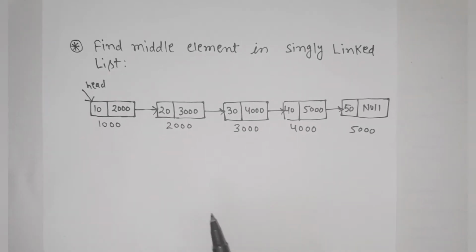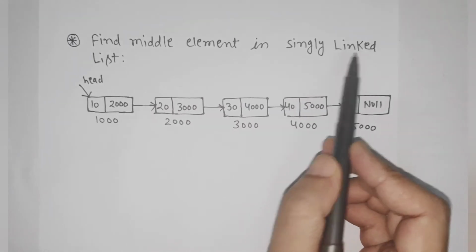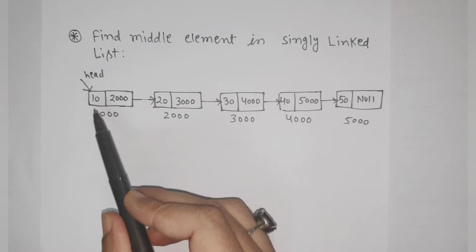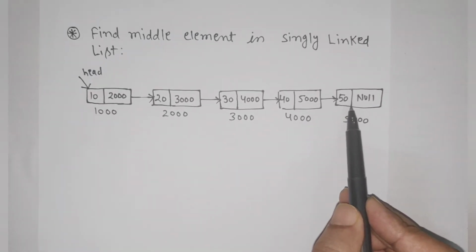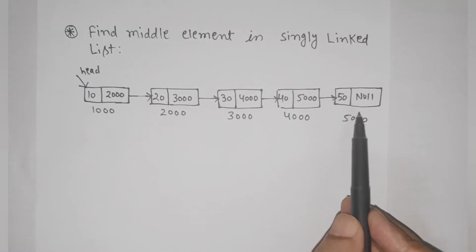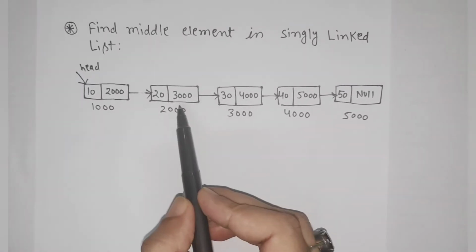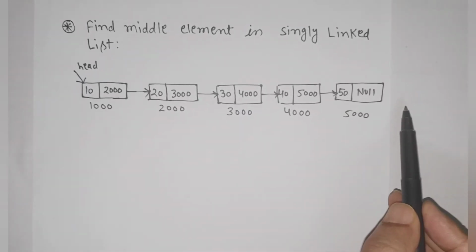Now let's see our problem. Here we need to find the middle element in the singly linked list. So we have taken one sample linked list which contains 10, 20, 30, 40 and 50. So there are 5 elements. The middle will be this element which contains 30 because 2 elements are on the left hand side and 2 elements are on the right hand side.